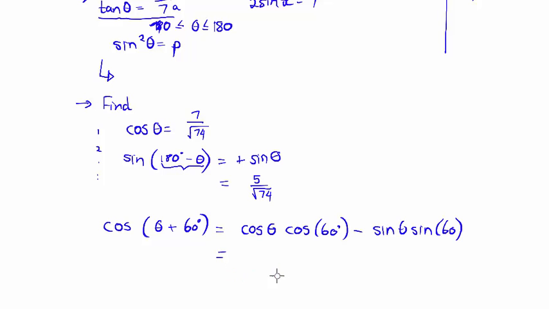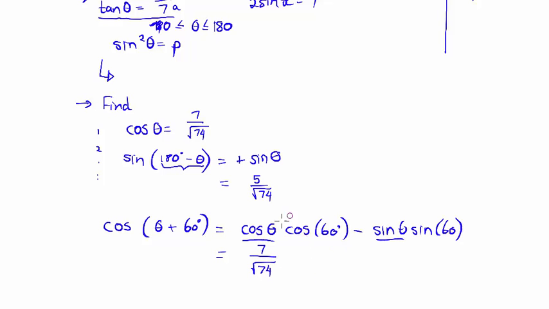Special. Yes, special angles. We'll substitute the actual amounts of cos 60 and sine 60. Excellent. And then from the graph, we can deduce what cos theta and sine theta are. So in other words, cos theta is 7 over square root of 74.